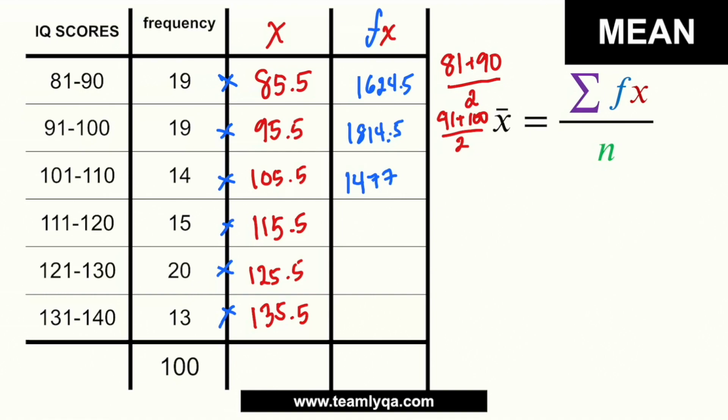Next, we have 15 times 115.5. So, 1,732.5. Tapos, ito, 20 times 125.5 is 2,510. Tapos, 13 times 135.5 is 1,761.5. So, you kind of get yung ginagawa natin per line.